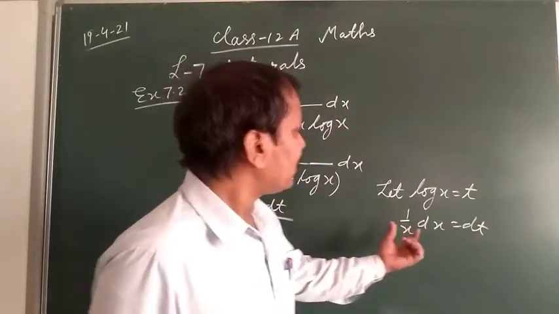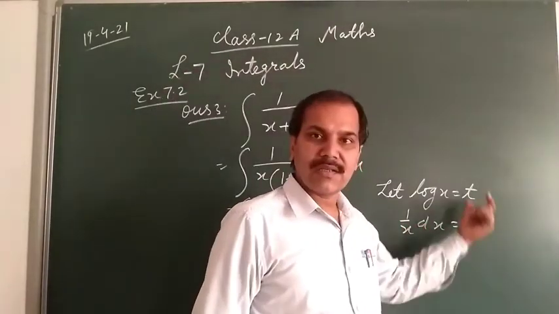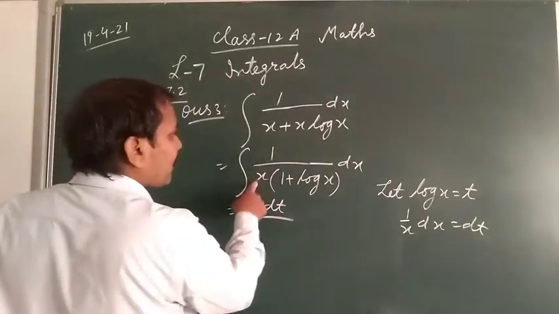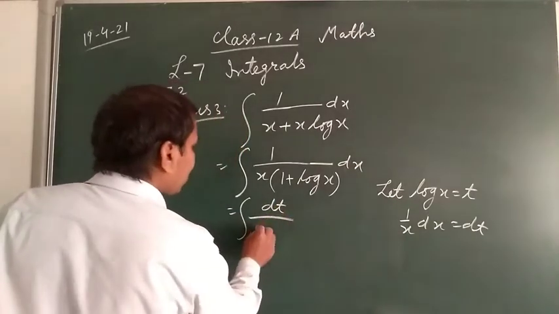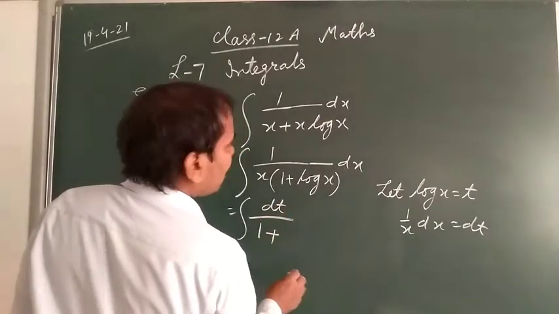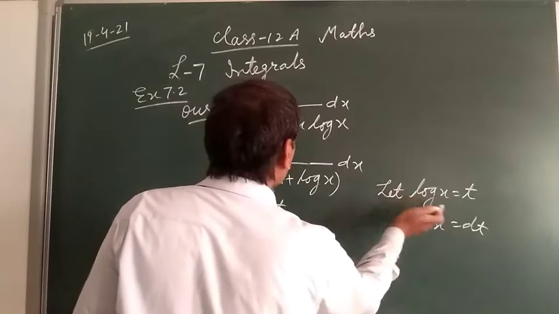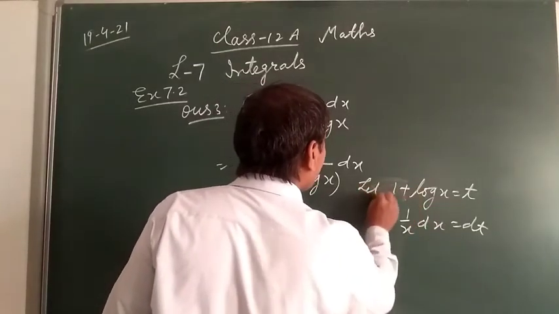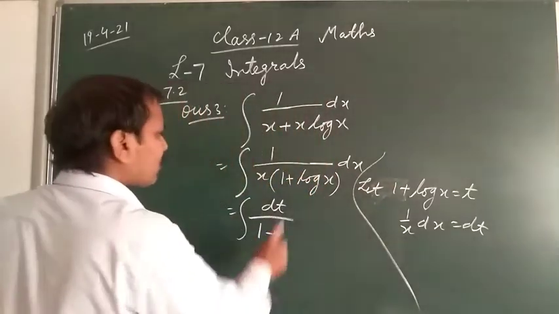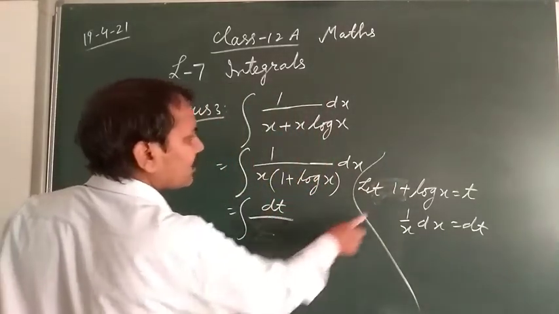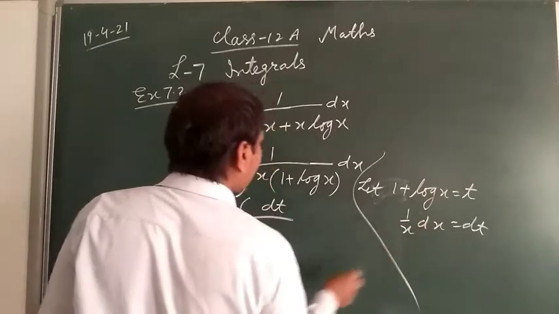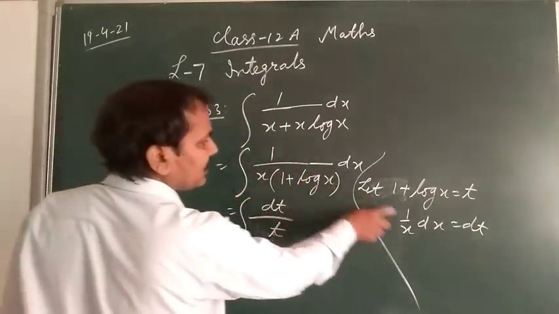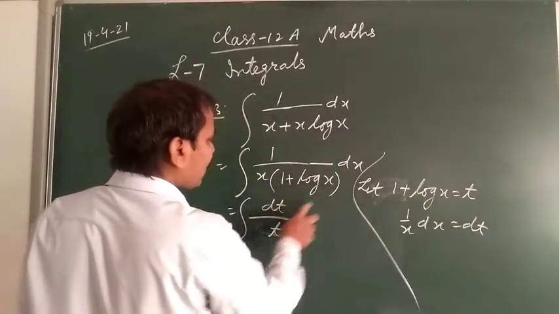And how is this equal to that? In previous questions I told you. So 1 upon x dx becomes dt, upon 1 plus log x. We suppose 1 plus log x, because the differentiation of 1 is 0 and of log x is 1 upon x. So 1 upon x dx is dt, and 1 plus log x is t.